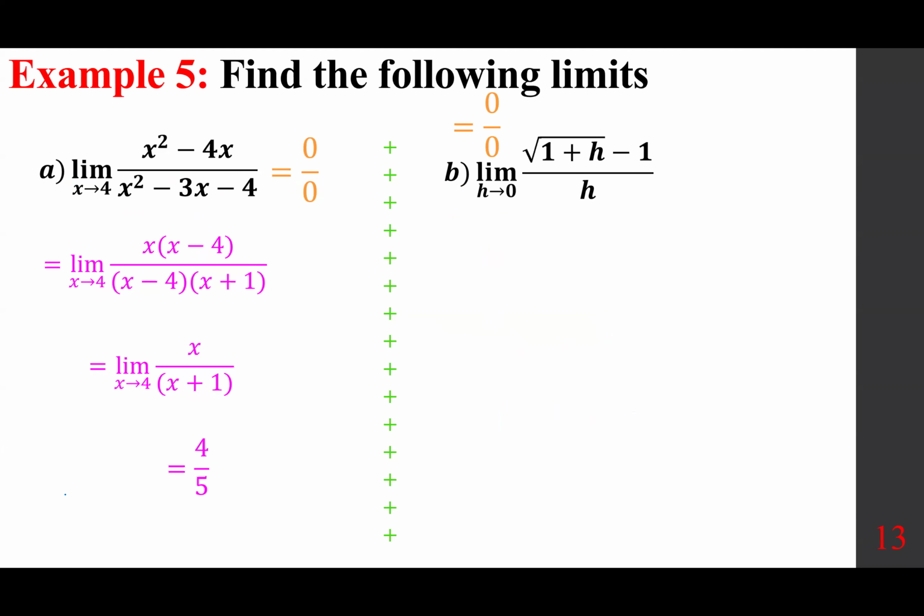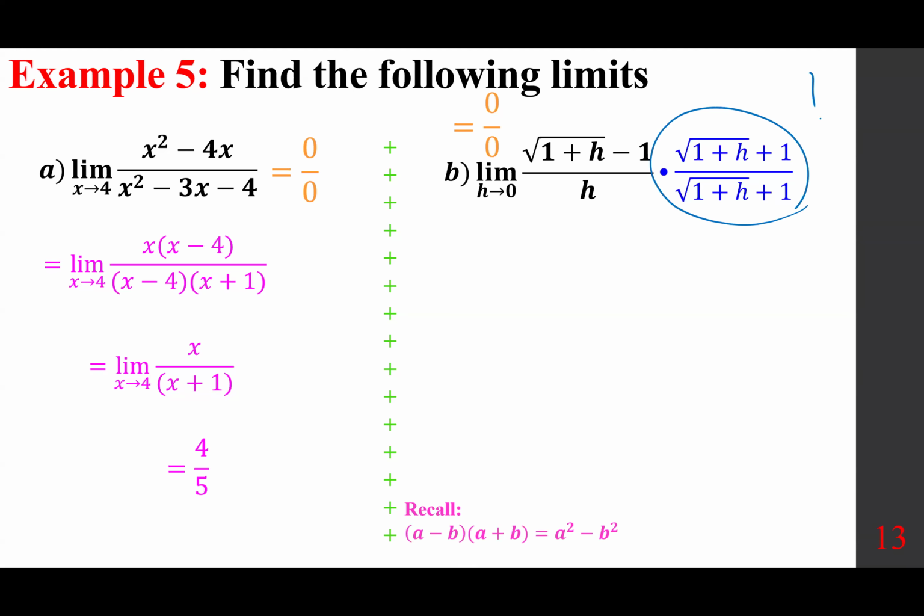A minus b times a plus b is a squared minus b squared. You need the conjugate of the numerator because it's a square root. So you put a plus 1 in between. But bear in mind, this must be equal to 1. That's why you multiply it by the top and the bottom. And of course, as I mentioned, a minus b, a plus b is a squared minus b squared.